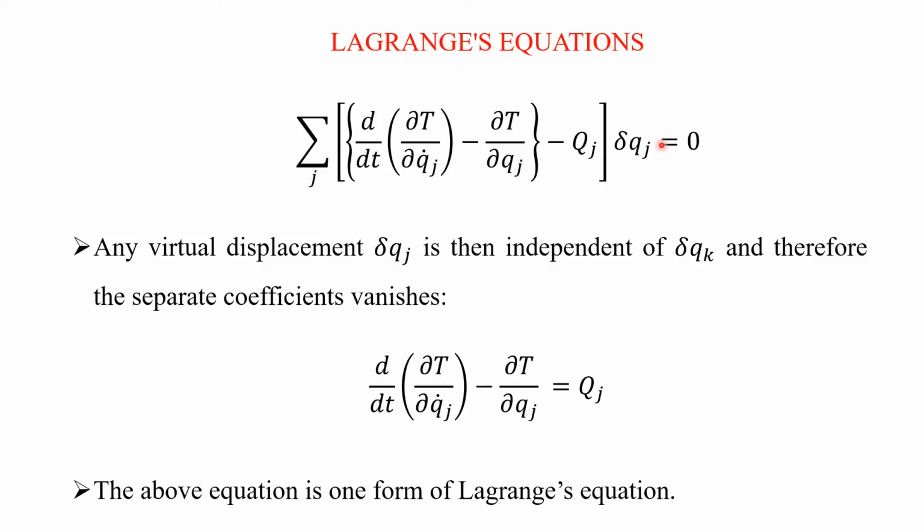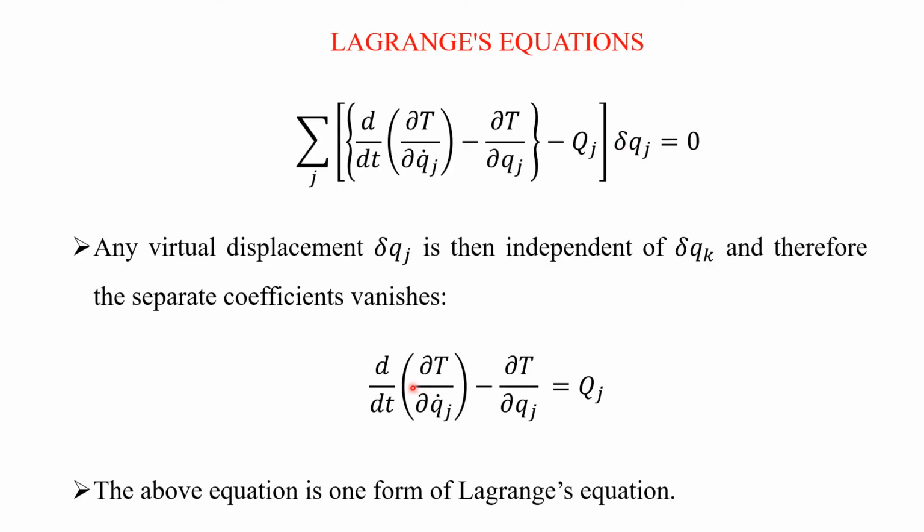This is our expression. Just now we have arrived. Here you remember that delta qj is a virtual displacement. This virtual displacement is independent of another virtual displacement delta qk, because both are independent. Delta qj is independent of delta qk, and therefore the separate coefficient vanishes. So the individual coefficient vanishes because the virtual displacements are independent of each other.